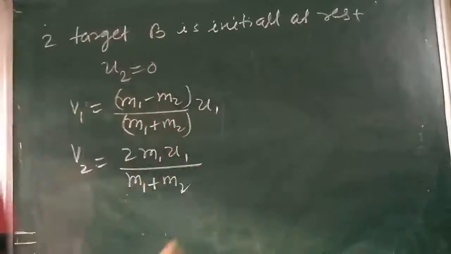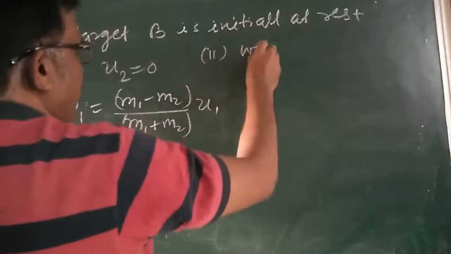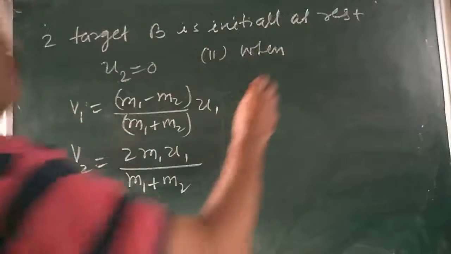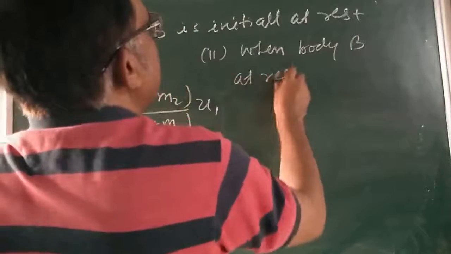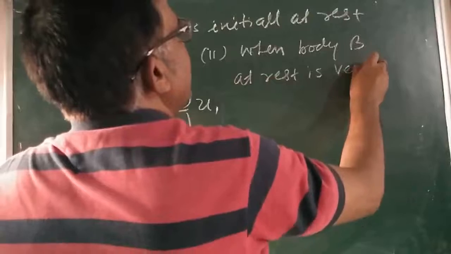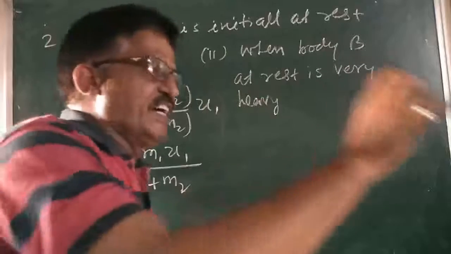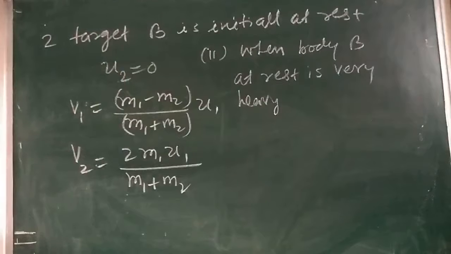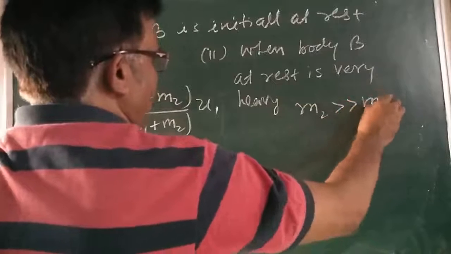Equations are same. In the second case, when the body B at rest is very heavy. Then what happened? एक हल्की बॉडी भारी बॉडी से टकरा रही है. भारी बॉडी रेस्ट पर है. When the body B is very heavy, so I can say M2 is very much greater than that of M1.